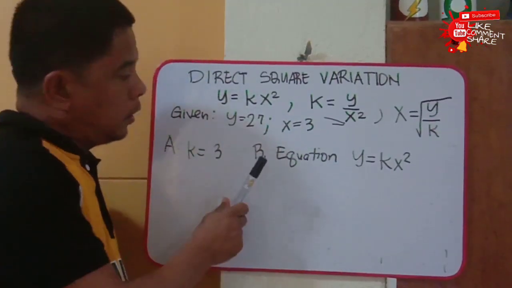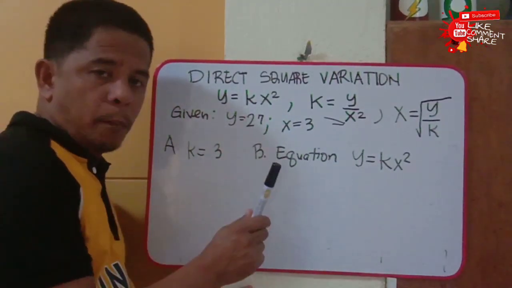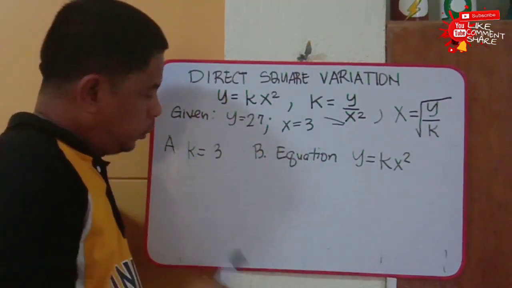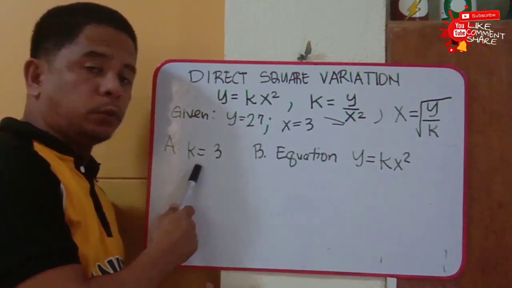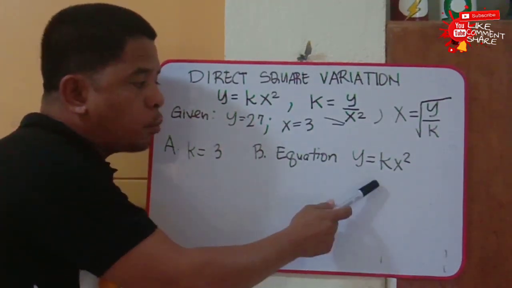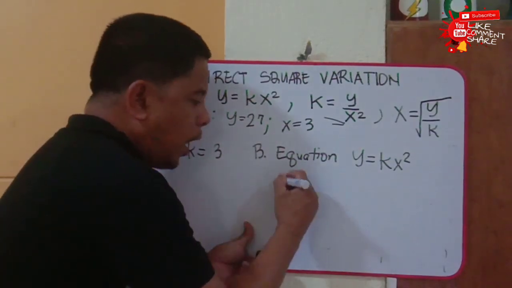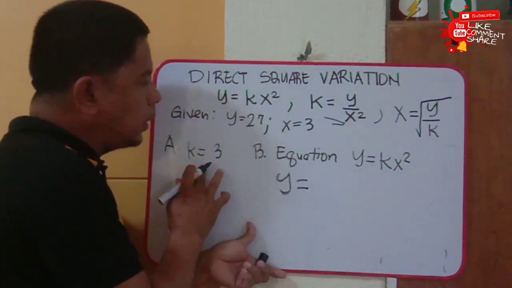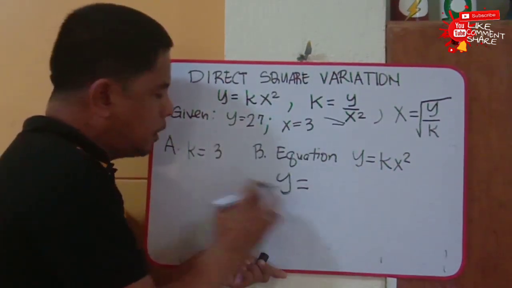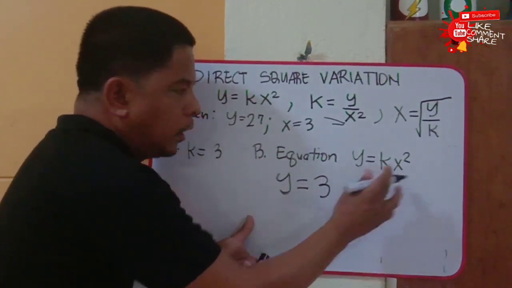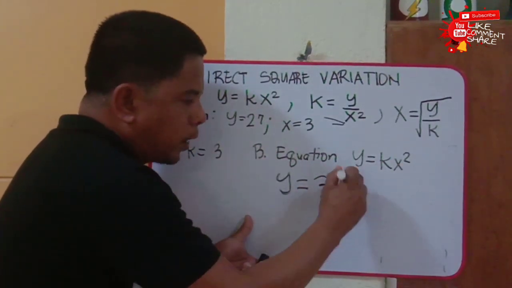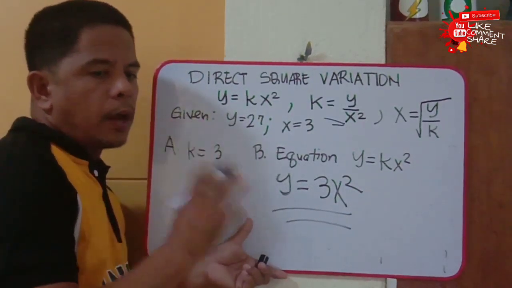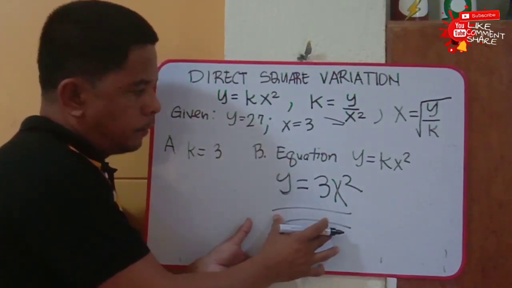Okay. So, second question in question number 1. What is the equation of the direct square variation? So, nakuha na natin ang value ng constant which is 3. So, ano po yung equation? Substitute lang po. Y equals, ano yung k? Ang k natin, based doon sa nakuha natin, k equals 3. And, write x squared. So, this is our equation of the direct square variation.